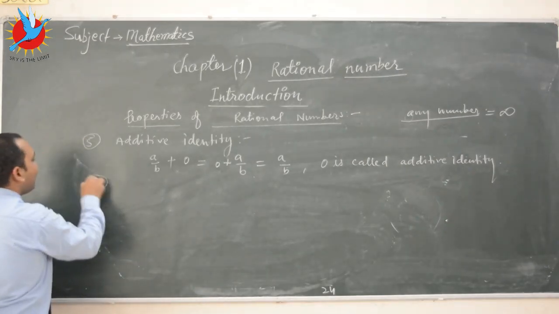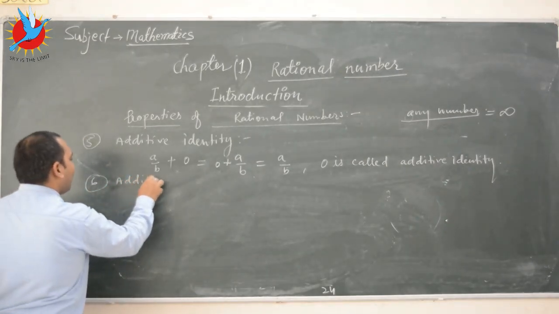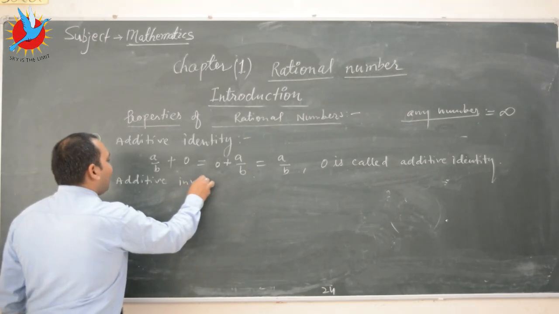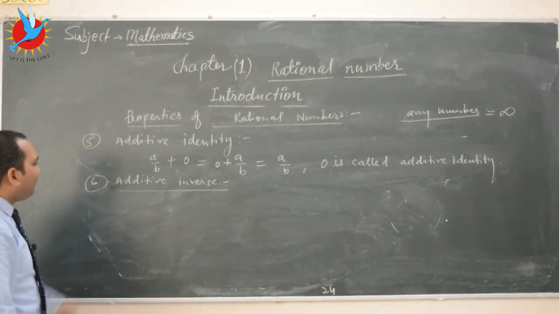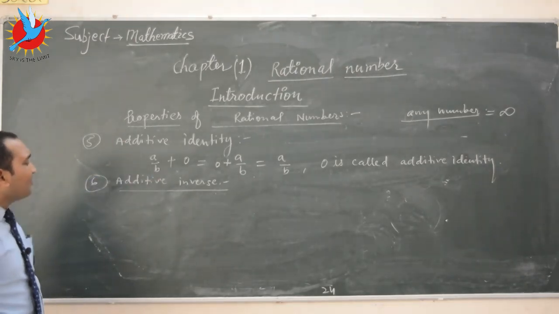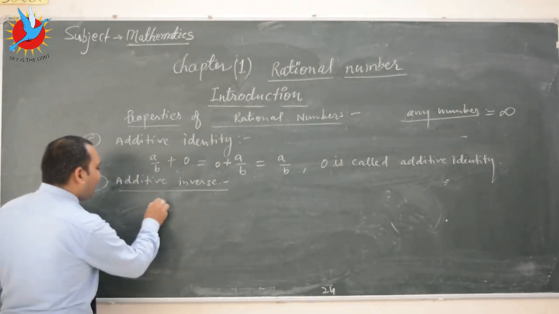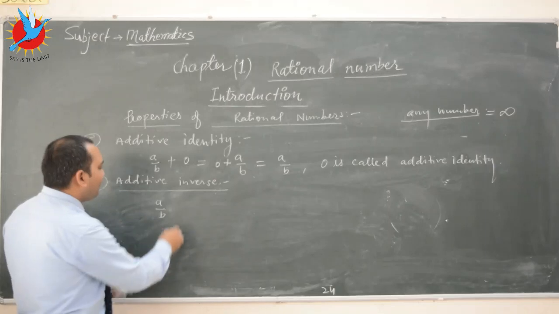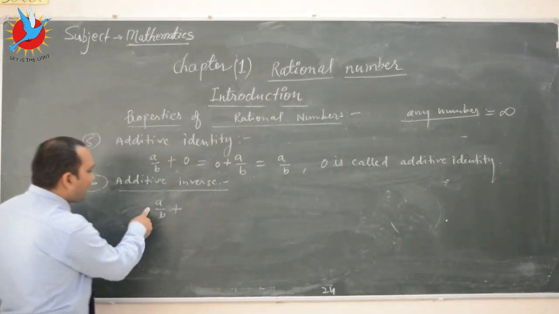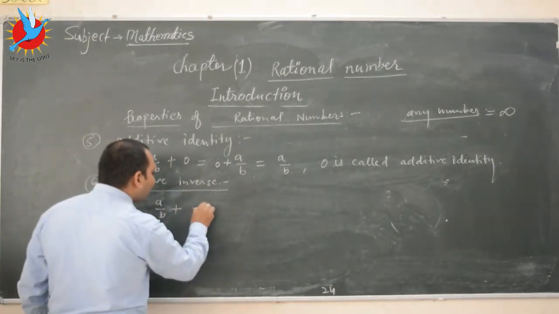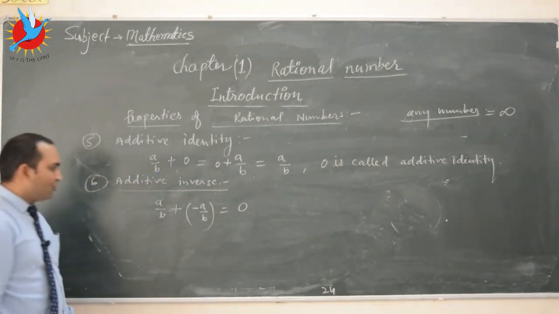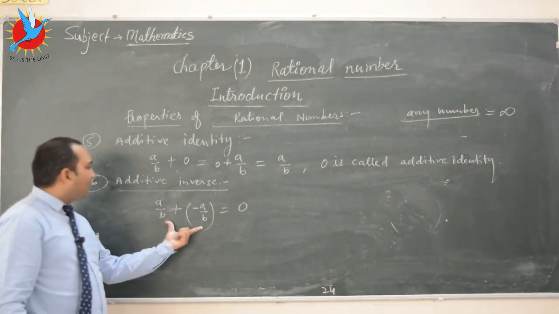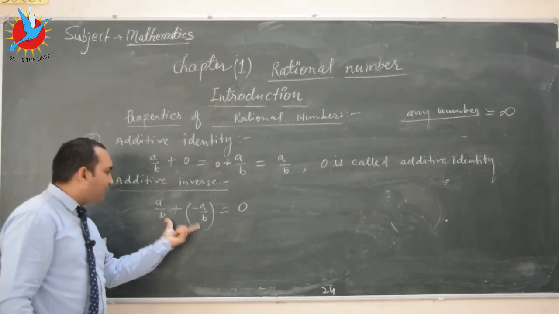Next, sixth one, additive inverse. If we add two rational numbers, a upon b plus the negative sign of the same rational number, that is minus a upon b, then the result will be 0. So both are called the additive inverse of each other.